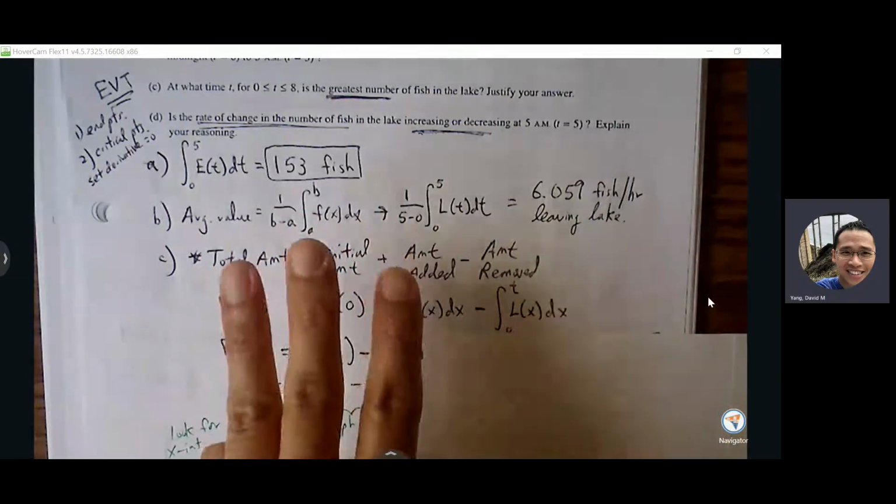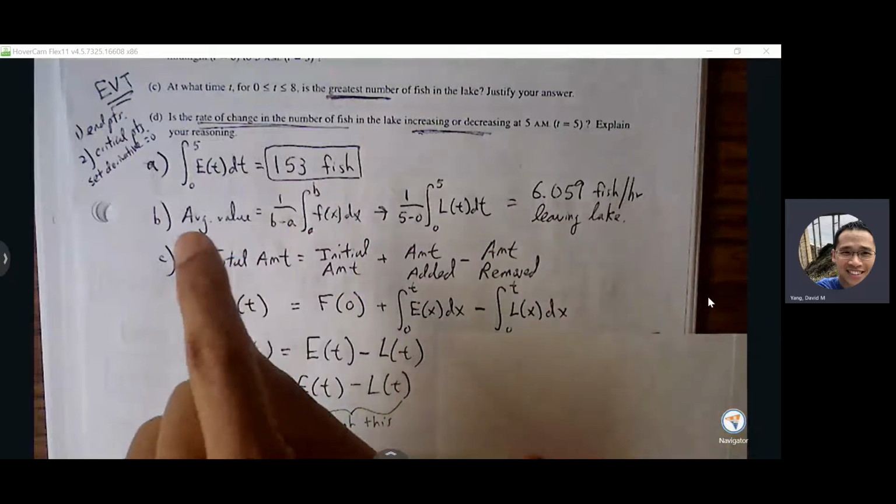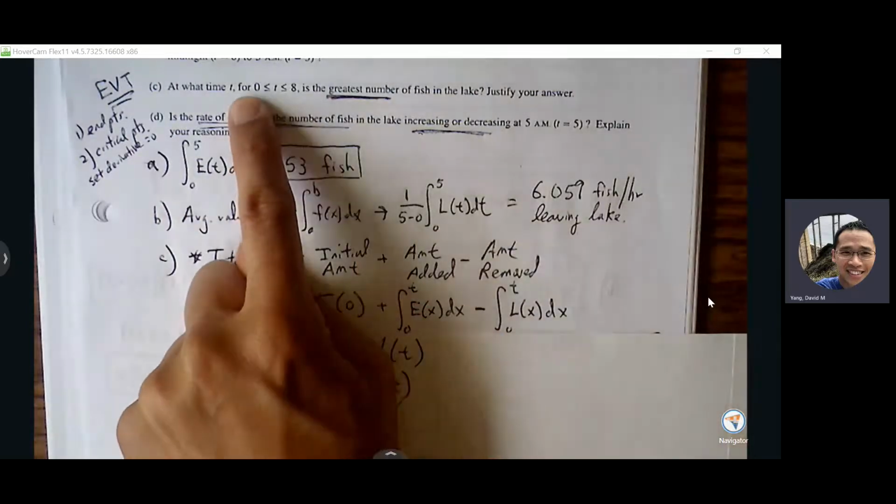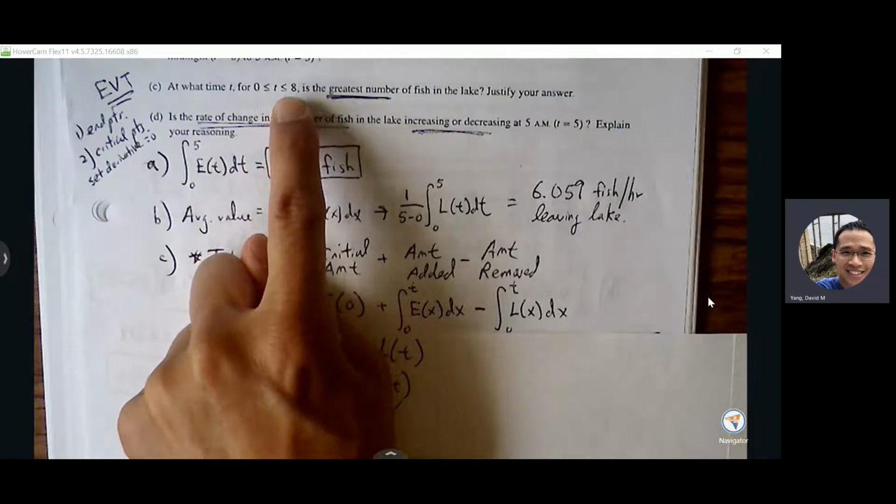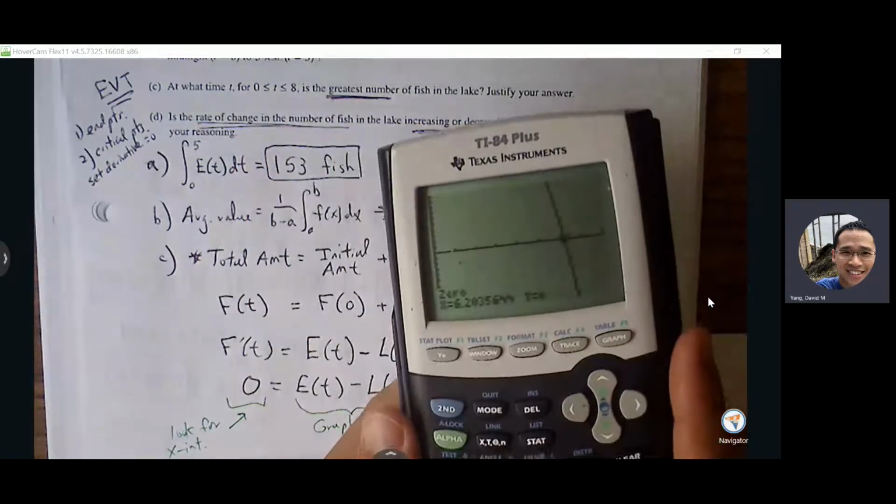So I have 3 points to test. I need to figure out how many fish are in the lake at 0 hours, how many fish at 8 hours, and how many fish at 6.203 hours.